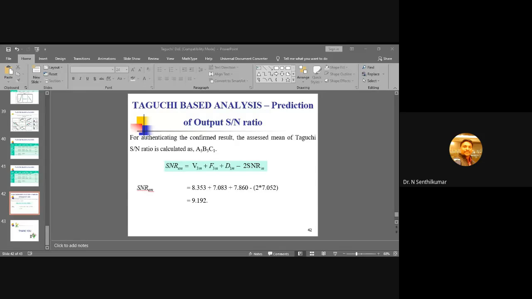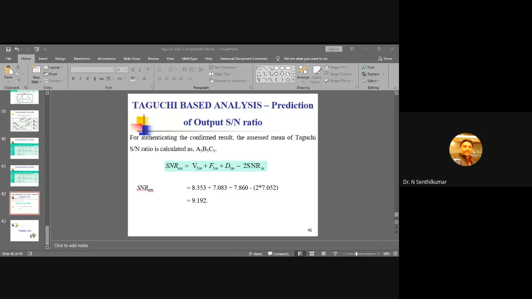So if not, I will go on with a simple example using Minitab software so that you can know. One more question is asked: is Taguchi suitable for multi-objective optimization? Yes, but it will be in a different sense. For this, first we have to determine the SN ratios, whether it is maximization or minimization. We have to take the SN ratio values. Then we have to provide weightages to that.